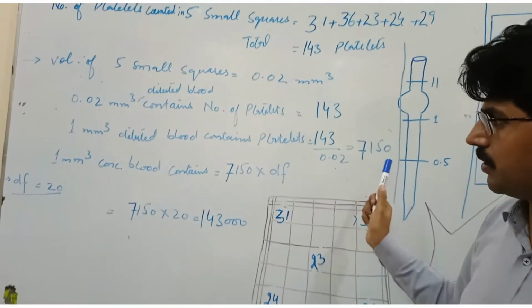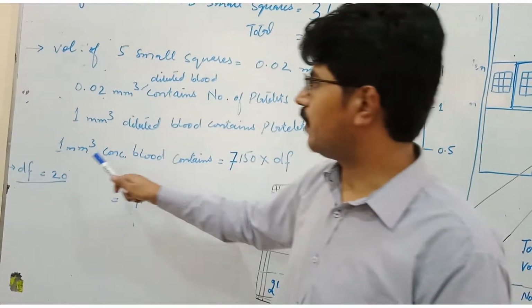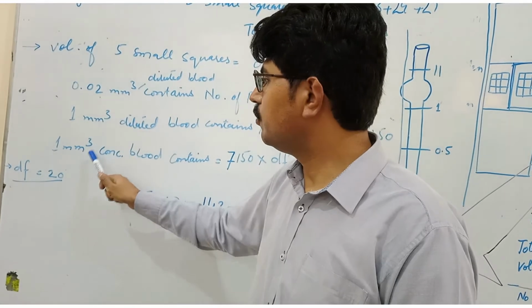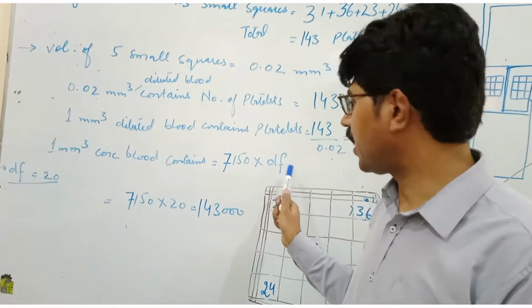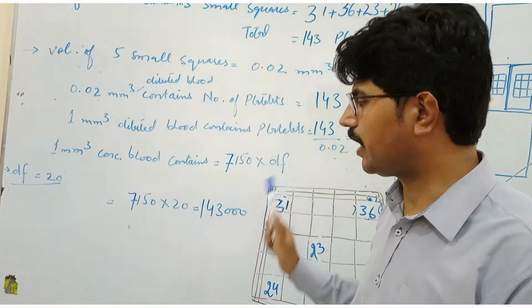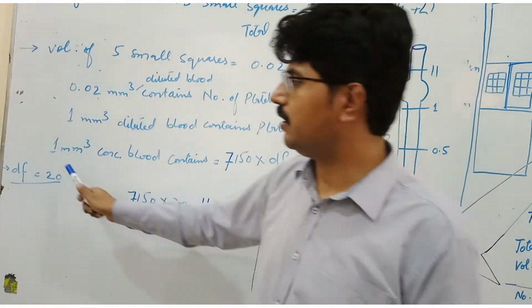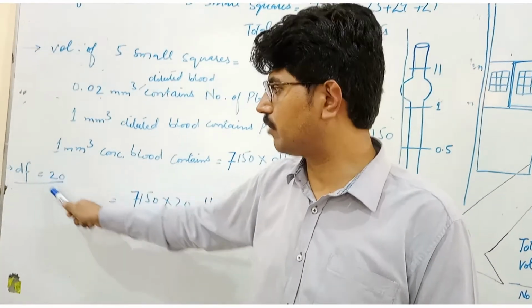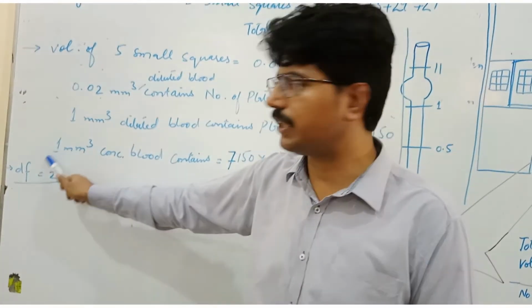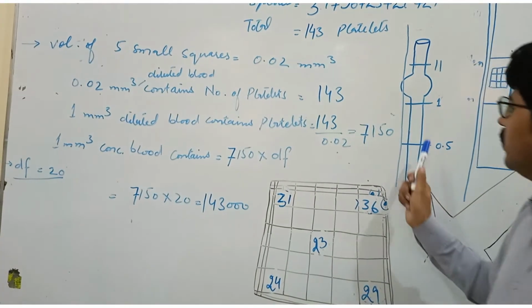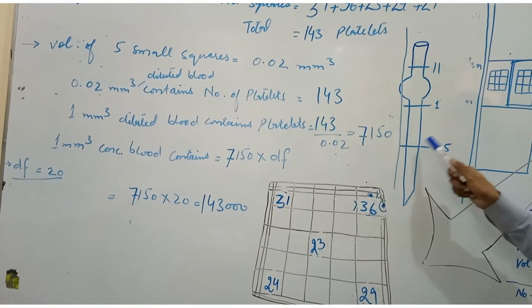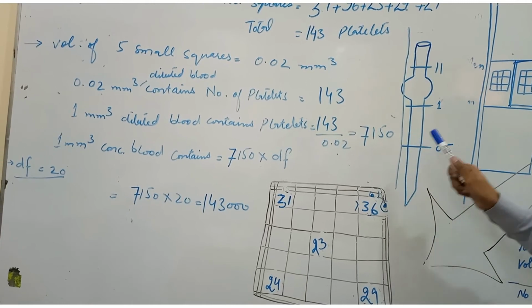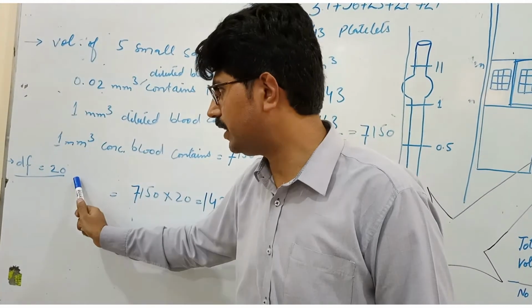Therefore, 0.02 millimeter cube of diluted blood contains 143 platelets, and 1 millimeter cube of diluted blood contains 7,150 platelets. So 1 millimeter cube of concentrated blood contains 7,150 multiplied by the dilution factor, and we know the dilution factor for platelets is 20. We diluted blood 20 times. 0.5 was the blood volume that we took, and 11 parts was the total volume.